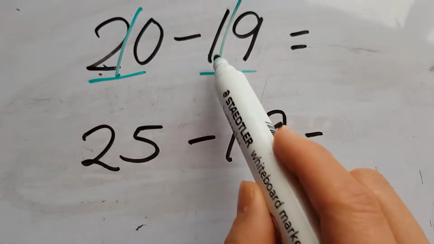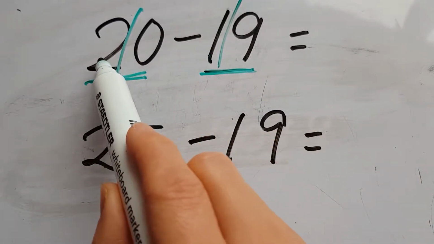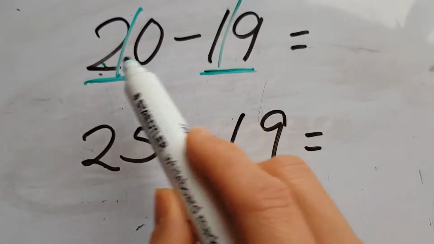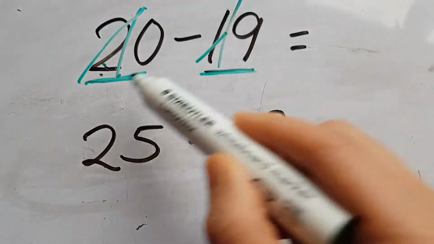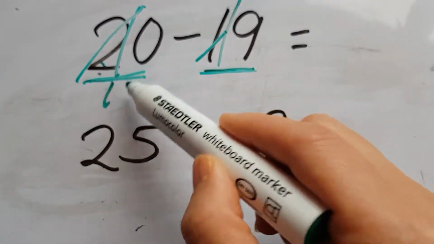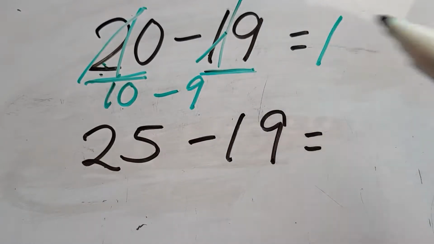So what we do, when there are double digits on this side and double digits on this side, it will be best to do tens take away tens first. What we're trying to do is make the whole number smaller. So 20 take away 10 is 10 left, and that's 0. So now we are left with 10 take away 9. So the answer is 1.